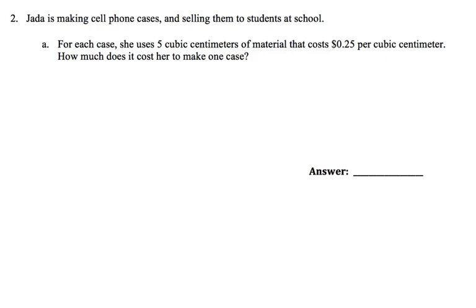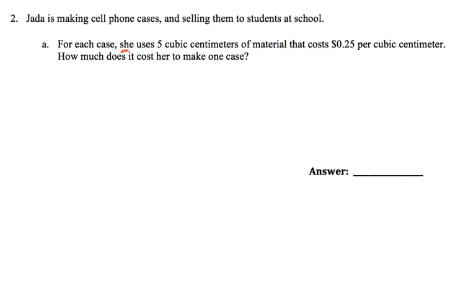So now we have Jada, who earlier was making fun of me for making this video. I should change this name. Jada is making cell phone cases and selling them to students at school. So basically cases for their iPhones, for their Androids, and she's a good artist, so it makes sense that she would do this. For each case, she uses 5 cubic centimeters of material that costs 25 cents per cubic centimeter.